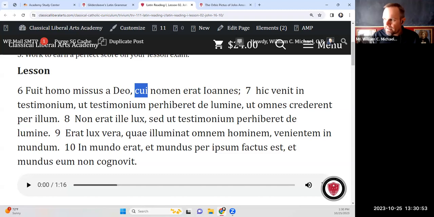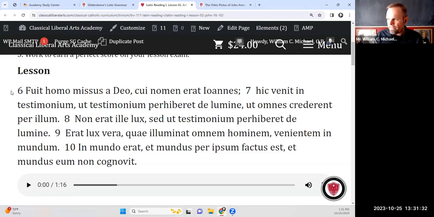Cui nomen erat Ioannes. So what does that word cui mean? For whom. Very good. Nomen, what does nomen mean? Nomen means name. Very good. And if you type a little late, it's okay. I know you're answering the previous question. For whom, the name erat. What does erat mean? Was. Okay, good. And then Ioannes, what does Ioannes mean? John. Very good.